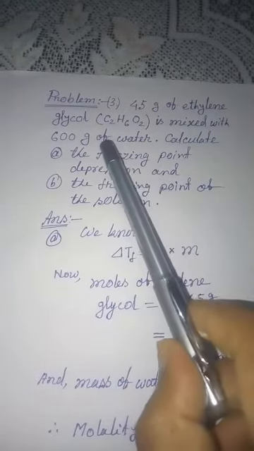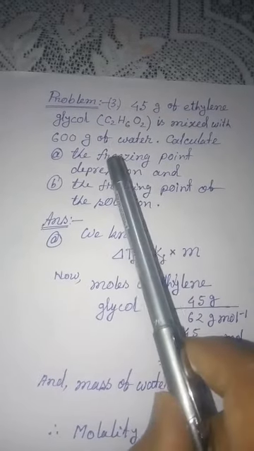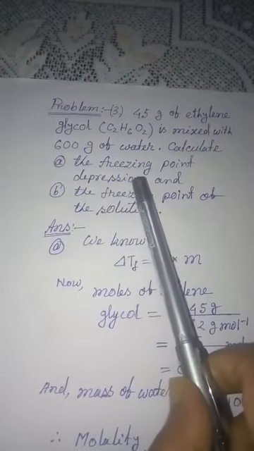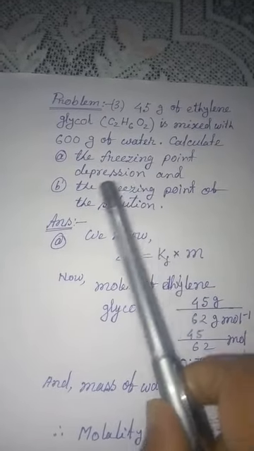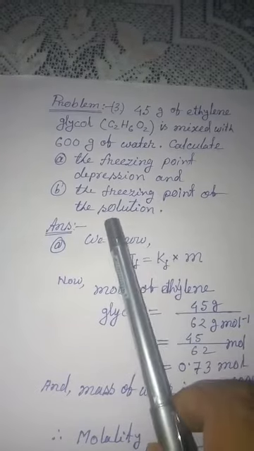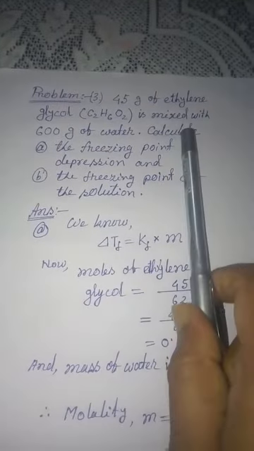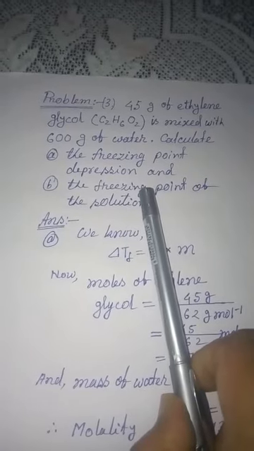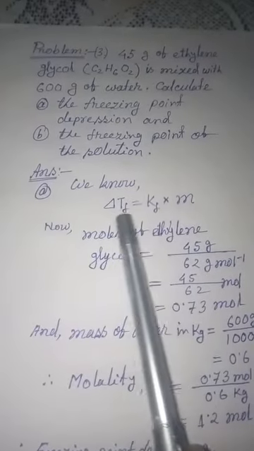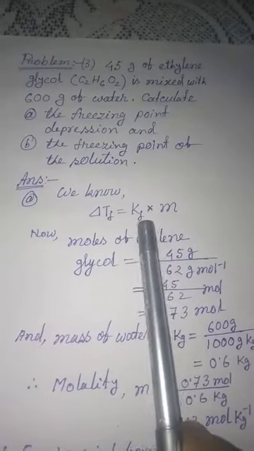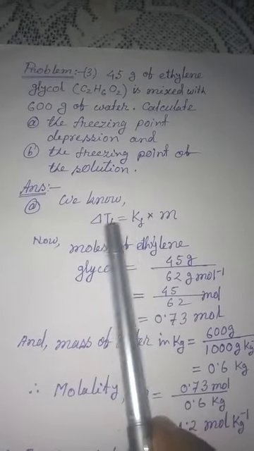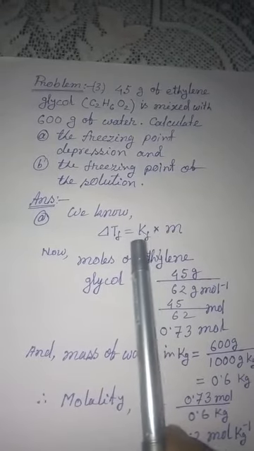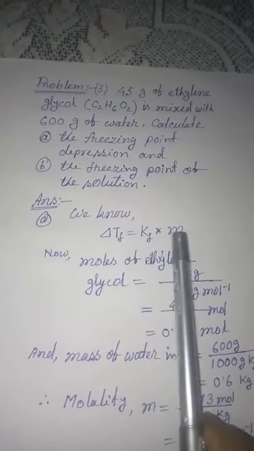So after adding this to water, we have to find out the freezing point depression, that means delta Tf, and also the freezing point of the solution. After adding the ethylene glycol, what will be the freezing point of the solution? So you see here, we know that delta Tf is equal to Kf into m. Delta Tf is the depression of freezing point, Kf is the cryoscopic constant, and m is the molality.